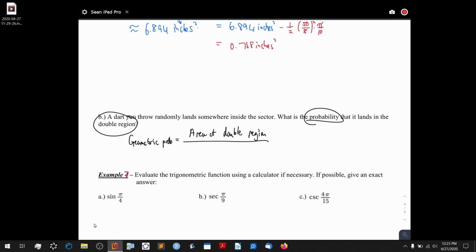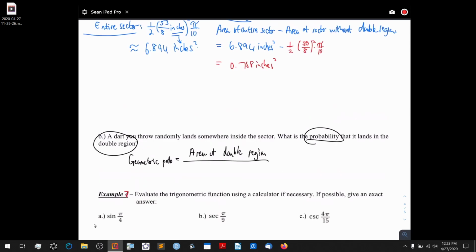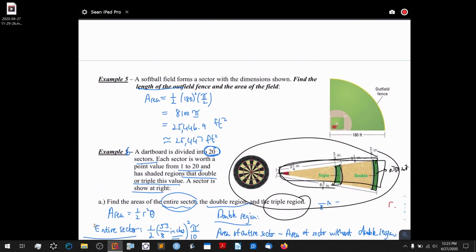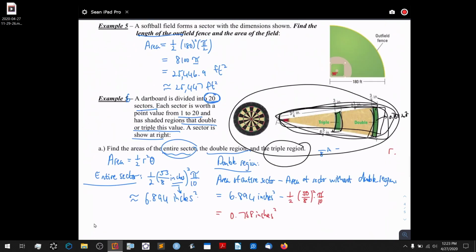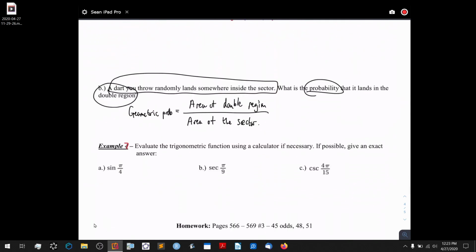Sorry, the area of the sector, not the total area of the dartboard, because the prompt said a dart you throw randomly lands somewhere in the sector. So the total option for my dart to land is anywhere in that sector. What's the chance that it lands in this double region right here? That's the question. So you say the area of the double region divided by the area of the total sector. You know it's landing in the sector, but what's the chance it lands in the double region?